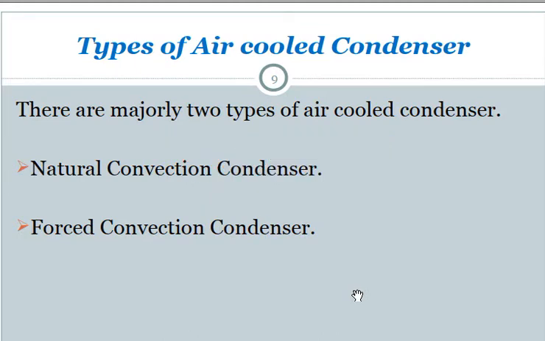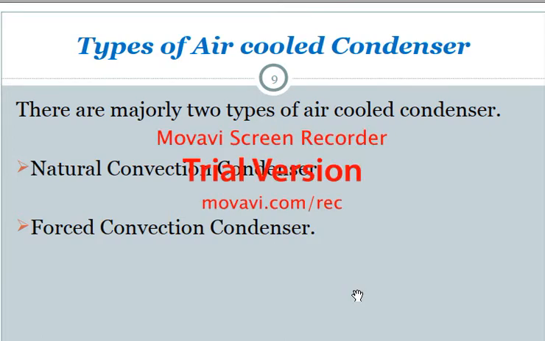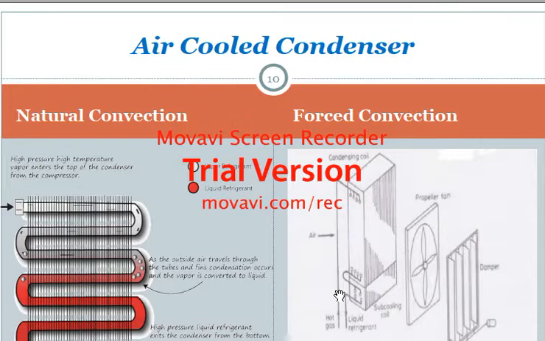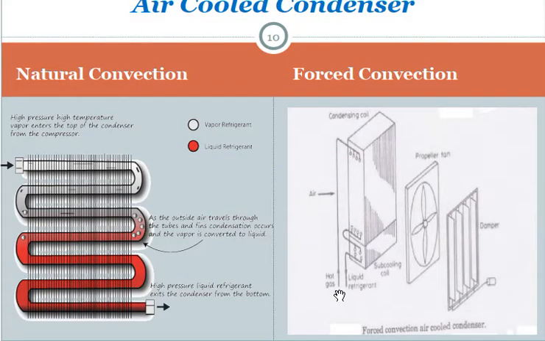Okay, we go to the types of air-cooled condenser. There are majorly two types: the natural convection condenser, and the second one, the forced convection condenser. So we go one by one. What is natural and what is forced convection? The first one, how natural convection works. You can see here from the figure.